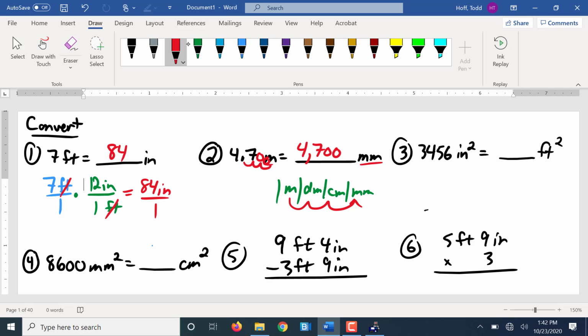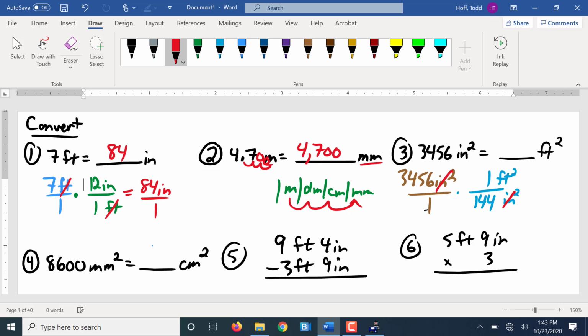Number 3 is where we have to be careful. That is not inches and feet, it is square inches and square feet. So let's set it up, 3,456 square inches over 1. Put the square inches on bottom, so they'll cancel out. 1 square foot is how many square inches? There we go, 144. That's 12 inches in a foot, so when it's square inches and square feet, it's 12 squared, or 144 square inches.